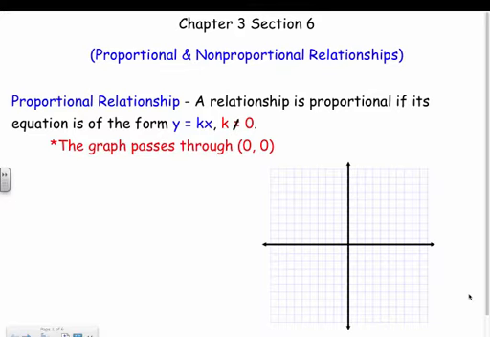Section of Chapter 3, Proportional and Non-Proportional Relationships. Nothing too fancy here. We've already kind of talked about both. Well, a proportional relationship is our direct variation, right? If it goes through the origin, or it's in the form y equals kx, like I show here, it is called proportional. The graph passes through the origin. So that's important. All my proportional relationships, doesn't matter how they're going, pass through the origin. They are proportional.